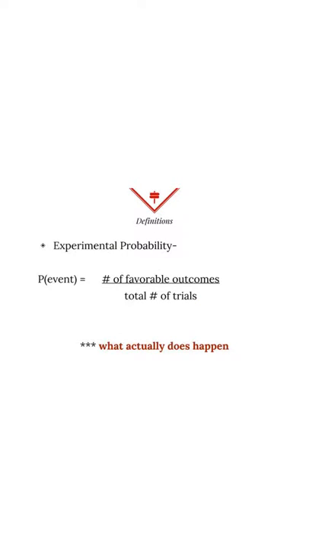Now here's the new definition, experimental probability. Experimental probability is when the probability of an event is the number of favorable outcomes, or things that actually can happen, over the total number of trials. You will notice that this bottom is what has changed from theoretical probability, because this is what actually does happen. This is when you do an experiment and try and see what actually happens. It's not just based on numbers on paper.